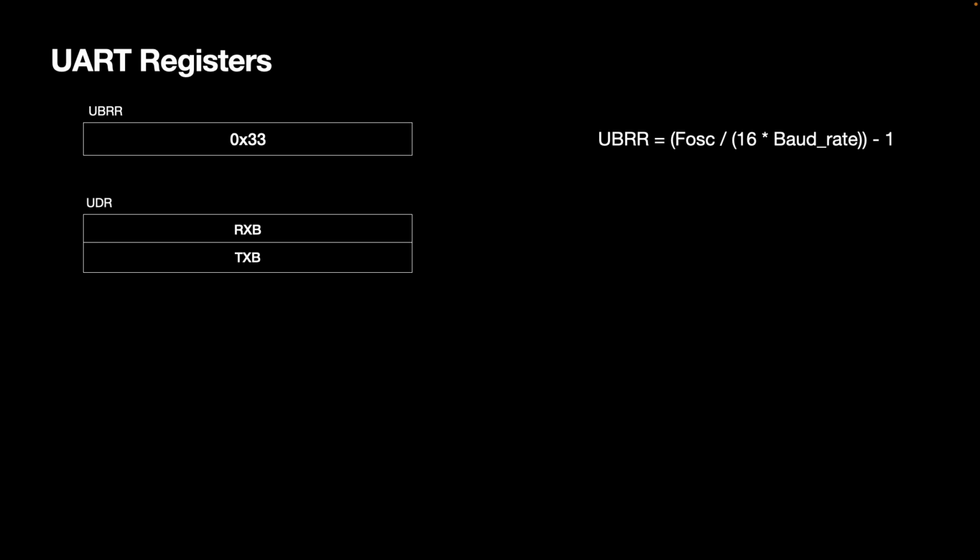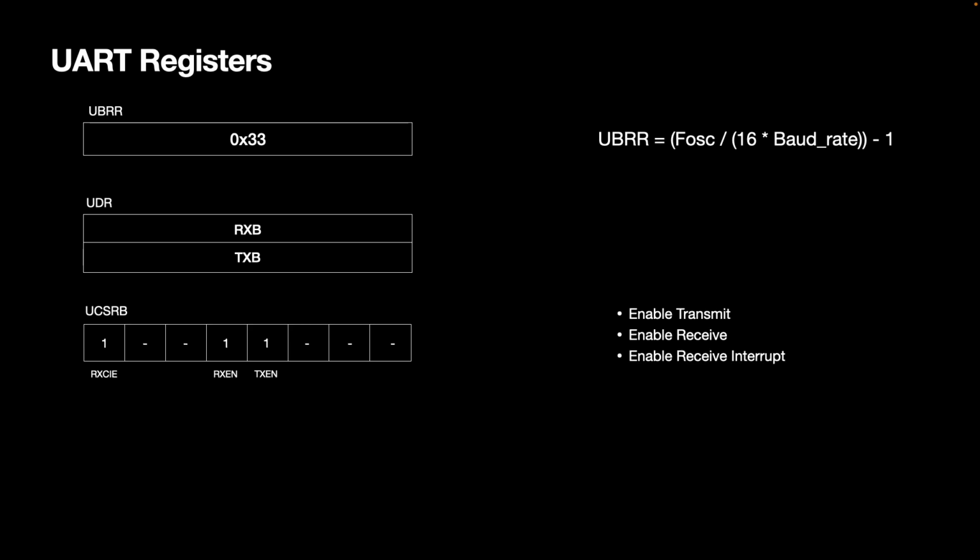The next one is the USART data register. With UDR we can indicate both TXB and RXB registers. While transmitting data, the TXB register will be populated, and while reading from the UART, the RXB register will be pointed at by UDR. In the UCSRB register, the TXEN and RXEN bits are used to enable the transmitter and receiver respectively. The RXCIE bit is used to enable the receive interrupt.